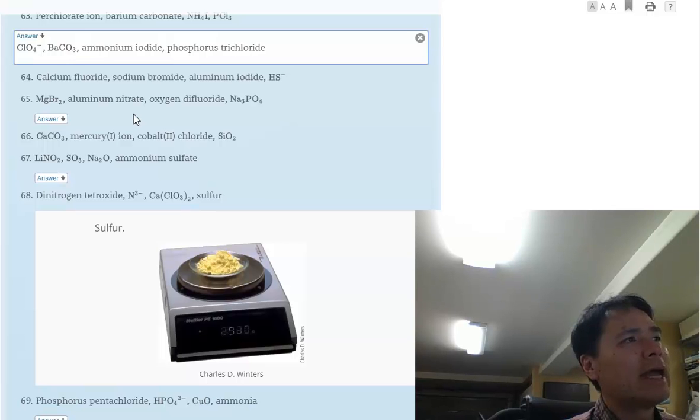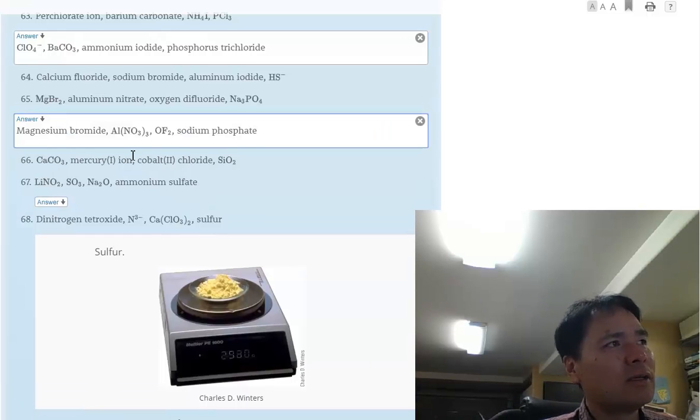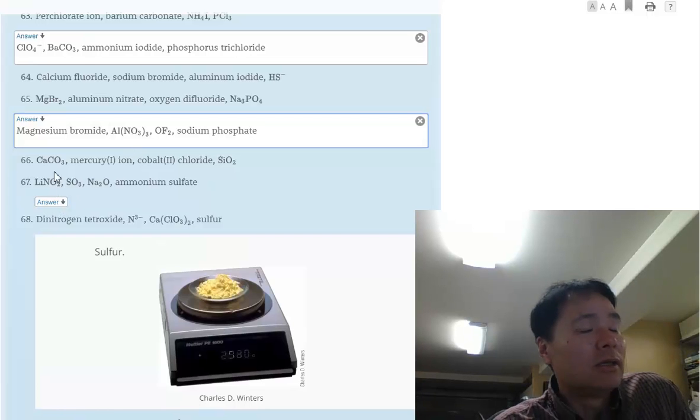And then oxygen difluoride is a binary molecular compound. That would be OF2. And then Na3PO4. The sodium ions with phosphate ions, so it's called sodium phosphate. For 65, sodium phosphate. So for the ionic compound, we don't have to use the di, tri, that kind of stuff with that. Okay, let's go to 66.